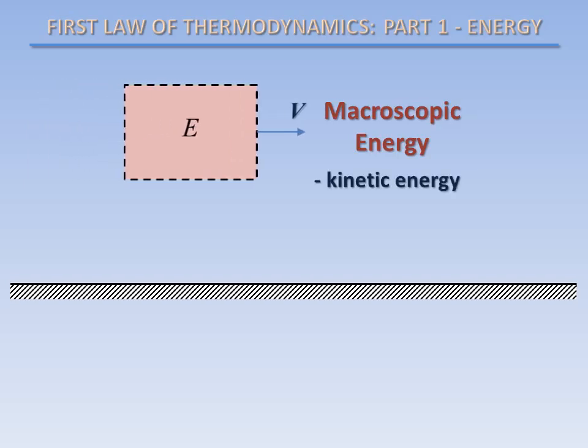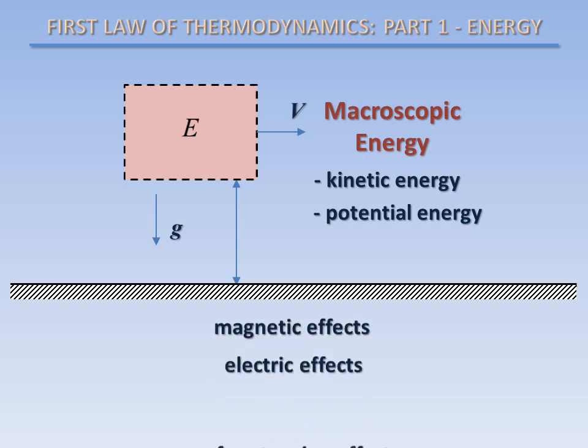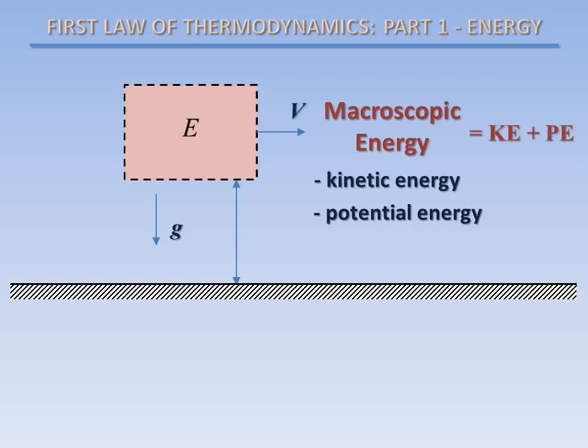The system may also possess some energy as a result of its elevation in a gravitational field. This is called potential energy. Other forms of macroscopic energy, such as those related to magnetic, electric, and surface tension effects, are only significant in specialized cases and, therefore, will be neglected here. So for our mathematical model of energy, macroscopic energy consists of the sum of the kinetic and potential energies of the system as a whole.